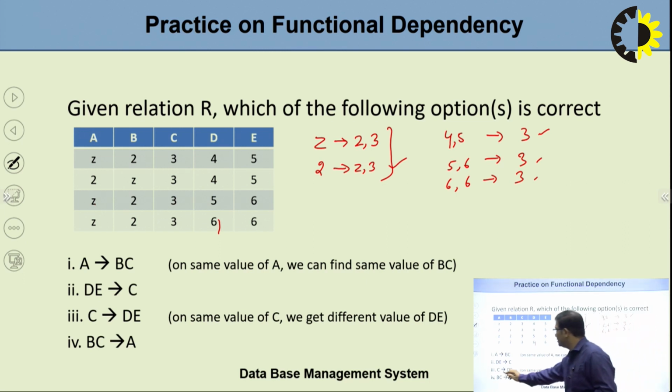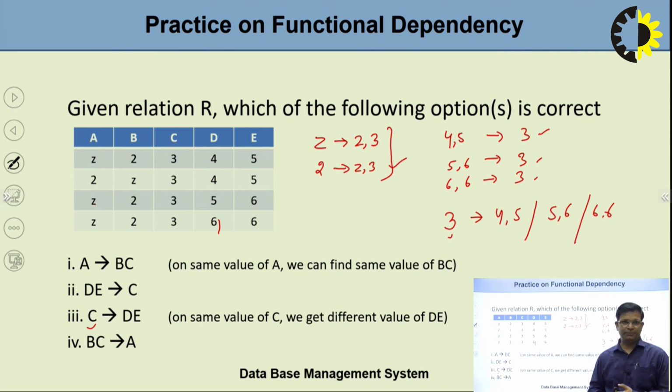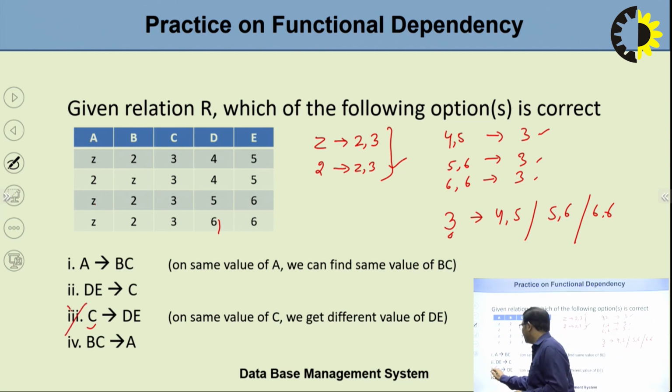So this can be true. But in this case, C tends to DE. Let's take C. C is 3. What have you identified on the basis of C? DE. It means either 4, 5 or 5, 6 or 6, 6. This is not valid, just because on the right hand side, 3 different attributes can be identified on the basis of C. This is against the functional dependency. So this statement will become wrong.